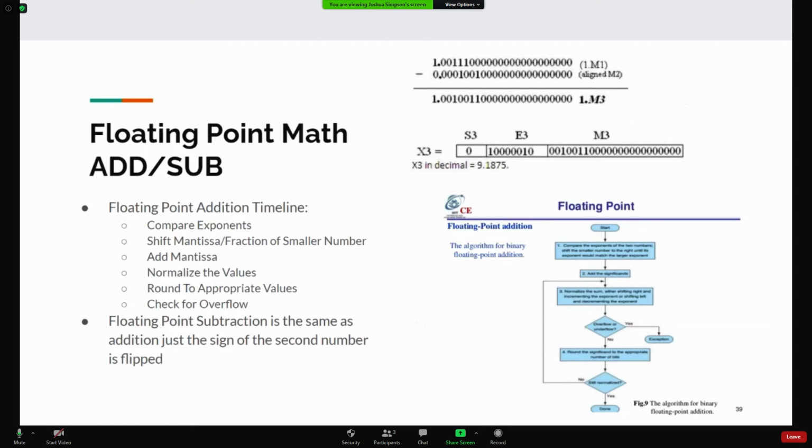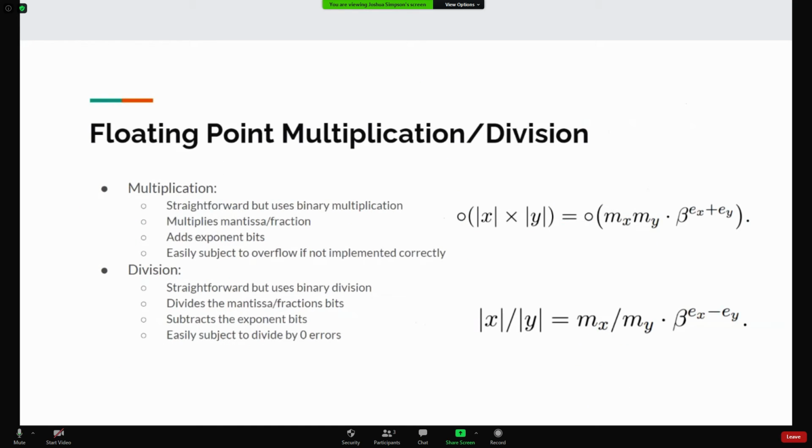The cool part about this is that it's very straightforward. There are a few exceptions, but you're still able to add large and small values and subtract large and small values. Subtract is the same as add, except the sign bit is flipped on the second number. And then lastly, we move on to multiplication and division.